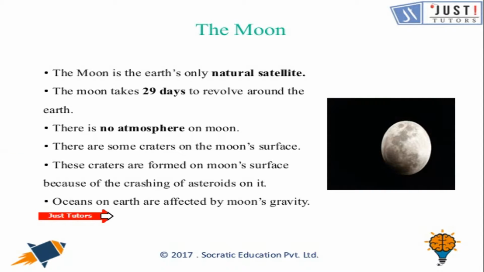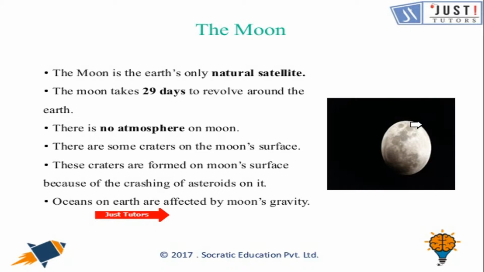And the oceans on Earth are affected by the moon's gravity. Well, the moon is our nearest neighbor in the universe. The moon is at a distance of about 400,000 kilometers from the Earth. And in terms of size, the Earth is 81 times bigger than the moon.